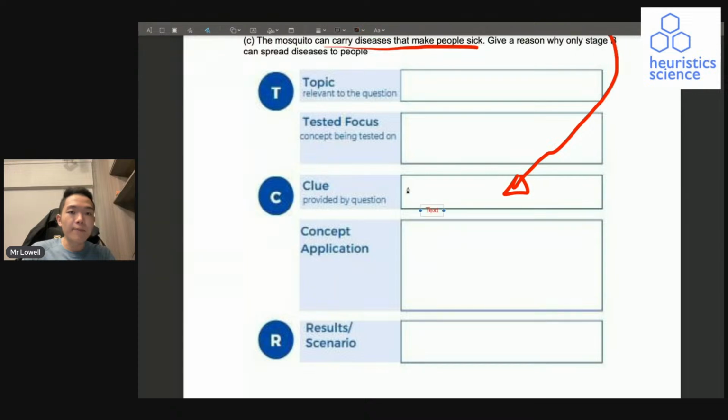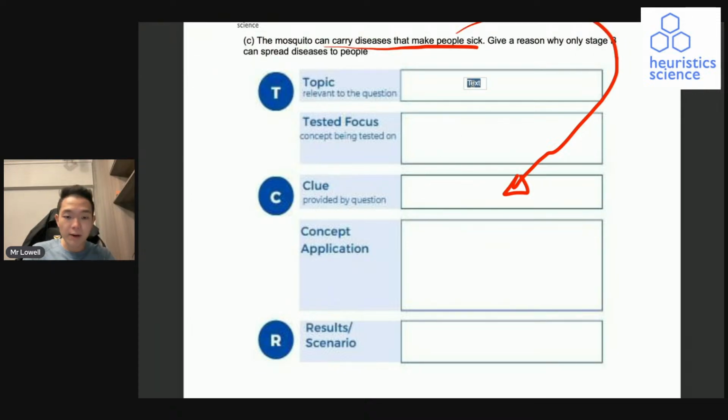Okay, topic here, honestly, is the same. Life cycle. Then life cycle of mosquitoes. Carry diseases that make people sick. Why only stage B? Let's go back to the question. What is stage B? Students, let me see your answers in the chat. I will wait, because I want y'all to be engaged as well. What is stage B? Very good. Adult stage. My clue is stage B. Adult stage.